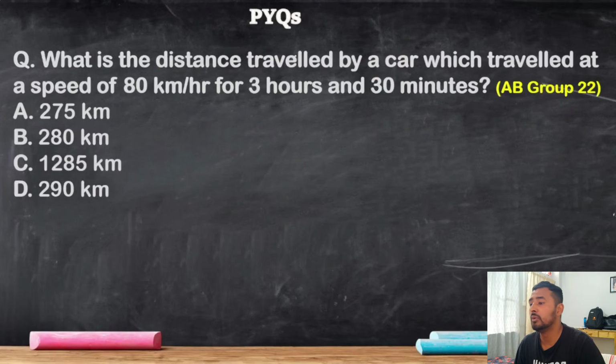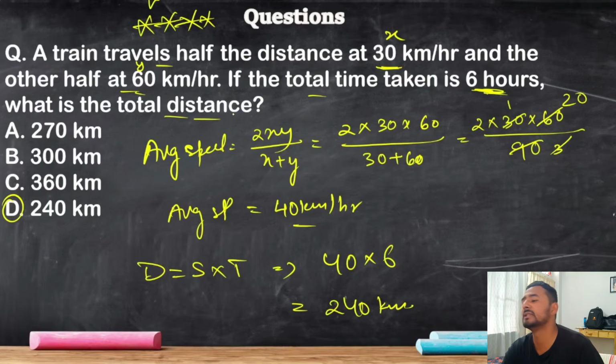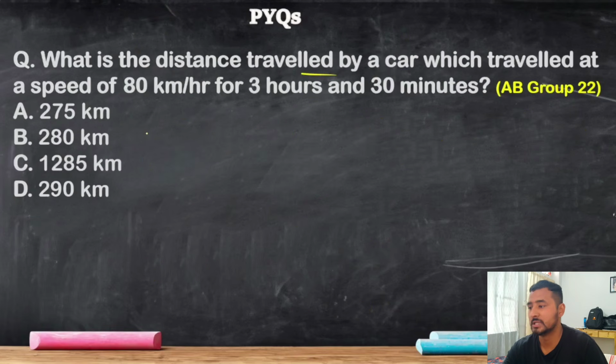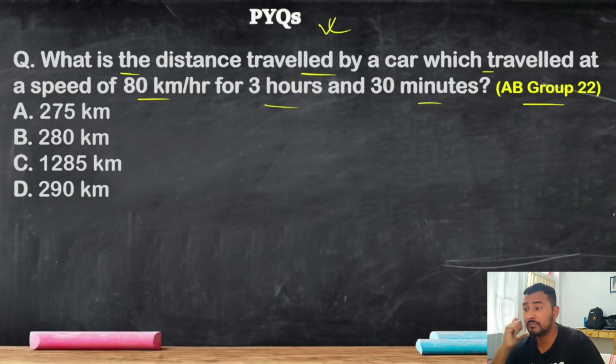Let's see one more. Now PYQ. Up to this point, you can find this type of questions in Google also, and do them using the same technique. Okay, let's go now. PYQ, which has come already in AB group 22. The first question: what is the distance traveled by a car which traveled at 80 km per hour for 3 hours 30 minutes? So let us see it.